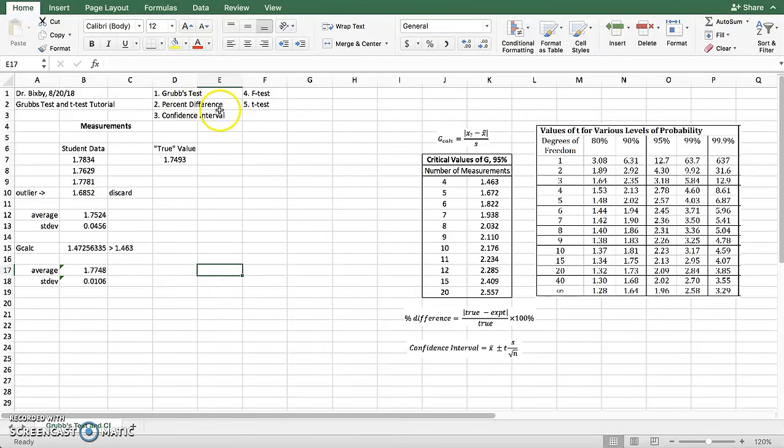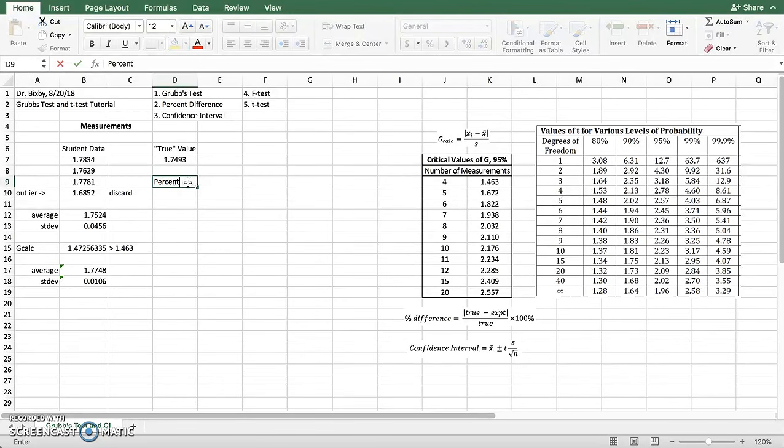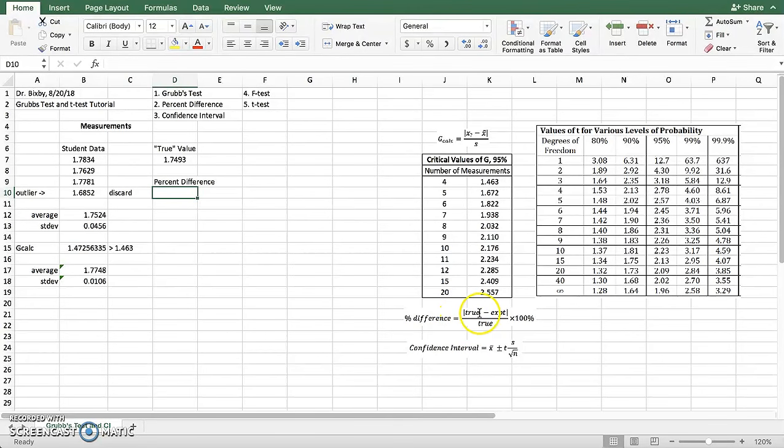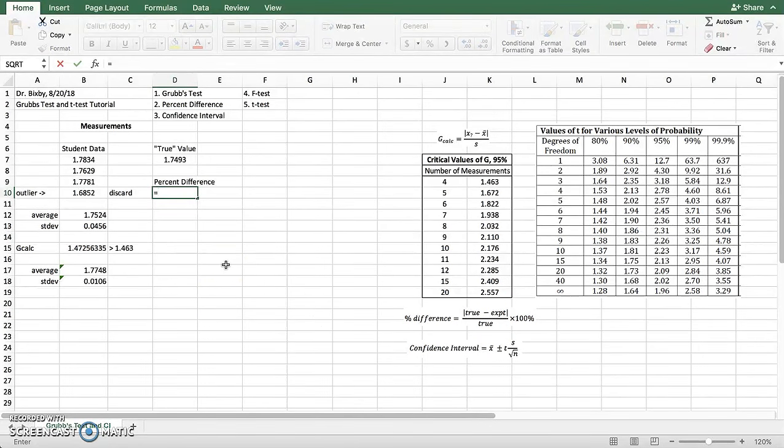The next thing on the list is a percent difference. So here I have a true value, and I have my measured value, average and standard deviation. So I'm going to do a percent difference between the two. And the equation for that is down here. We have the true value minus the experimental value, the absolute value of those, divided by the true value times 100%. So absolute value of true minus my experimental number divided by true, and then times 100%.